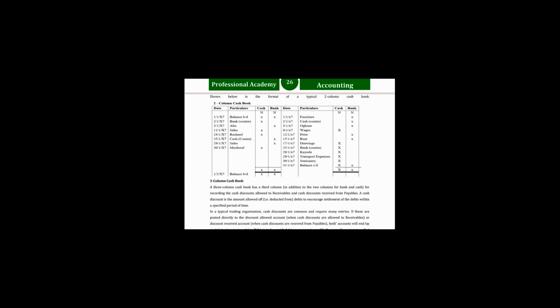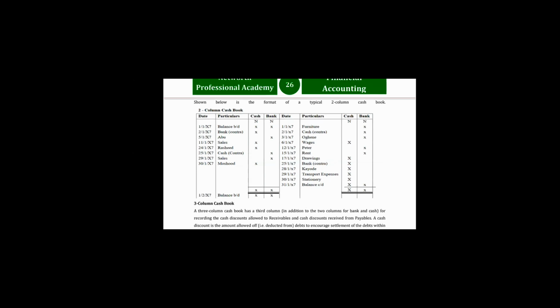Now, this is a typical example of a two-column cash book where we have the dates, we have particulars, we have cash and bank. If it was a single column, we will not have cash column or bank column, we will just have amount. After the date, we have particulars, then rule one line and write folio.